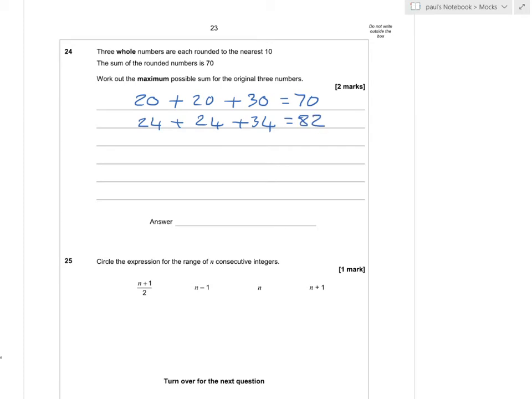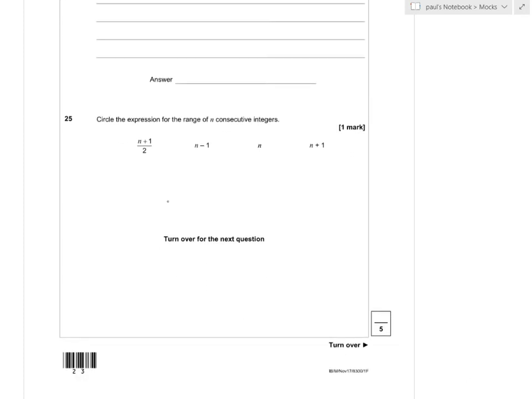Now, circle the expression for the range of n consecutive integers. Right, the range of n consecutive integers. So if we have consecutive integers, like 2, 3, 4, 5, 6, 7, these are consecutive integers, and the range of consecutive integers is the number of integers. So say if we have 2 integers, yeah?